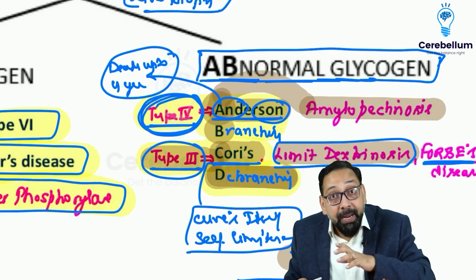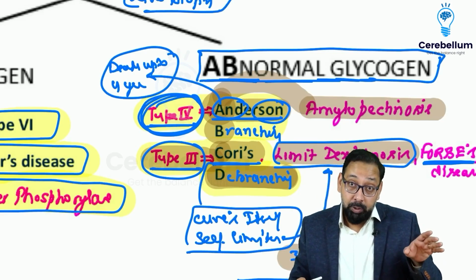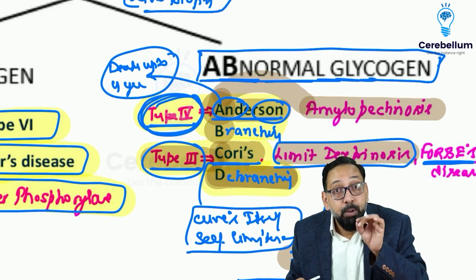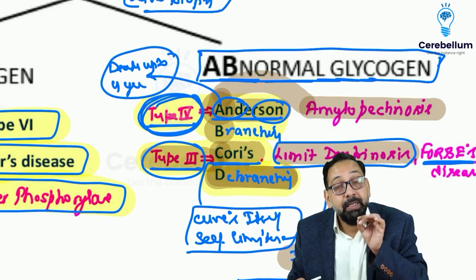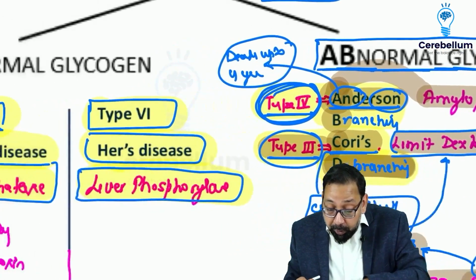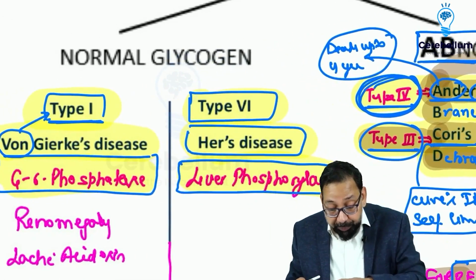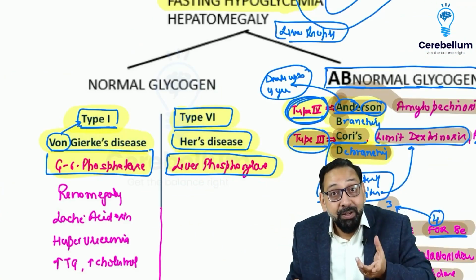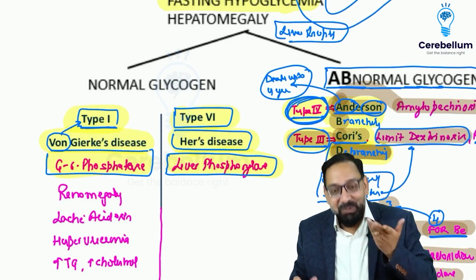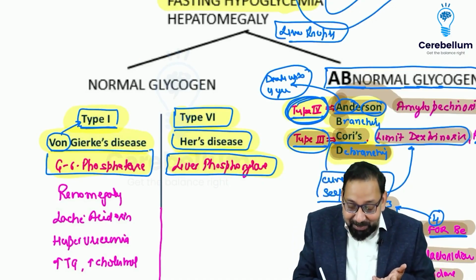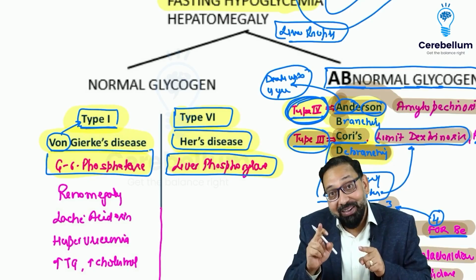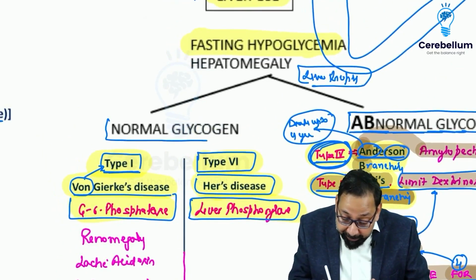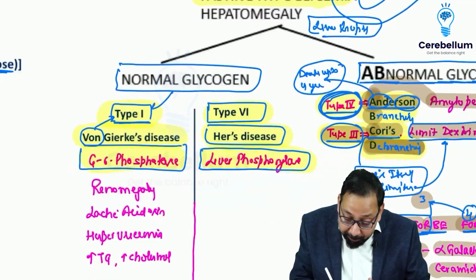Multiple times you will get a long clinical scenario, and in that scenario, they will give you that abnormal glycogen is accumulated in the liver. And they will give options. Option A, von Gierke's disease. Option B, Hers' disease. Option C, Anderson disease. So out of these, the answer would be Anderson disease, because you know that in type 1 and type 6, glycogen is normal. Now, normal glycogen on liver biopsy, it may be type 1 or type 6.